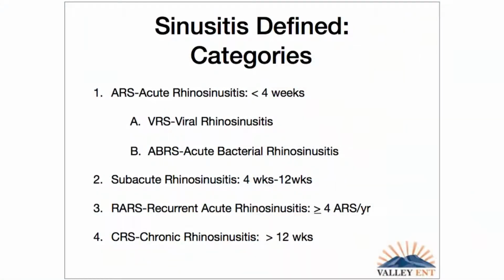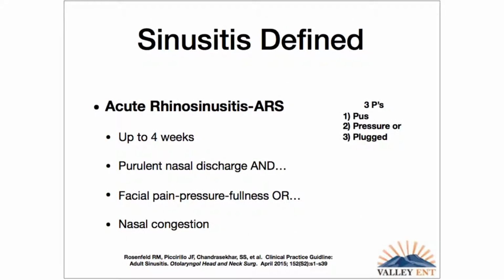These are the categories of sinusitis. We've got acute rhinosinusitis. That means it's less than 4 weeks in duration. Acute sinusitis is divided into 2 types, viral and bacterial. We've got subacute rhinosinusitis, which is duration 4 to 12 weeks. We've got recurrent acute sinusitis, which is greater than or equal to 4 episodes of acute sinusitis per year. And then we've got chronic sinusitis, and these patients have had more than 3 months of symptoms.